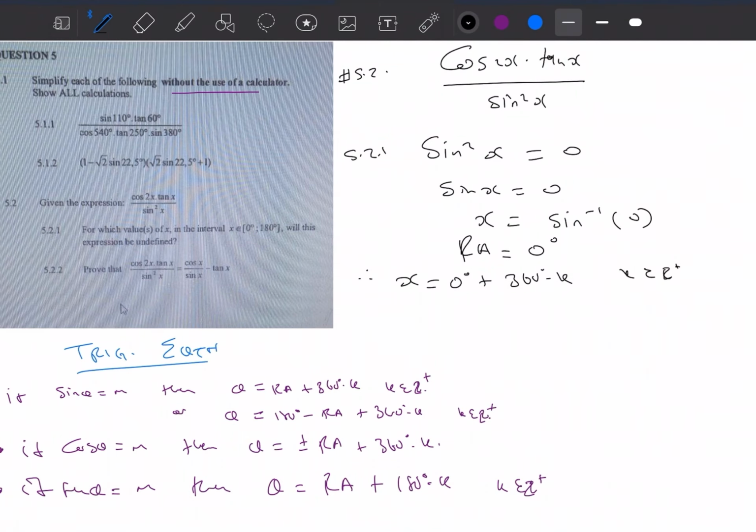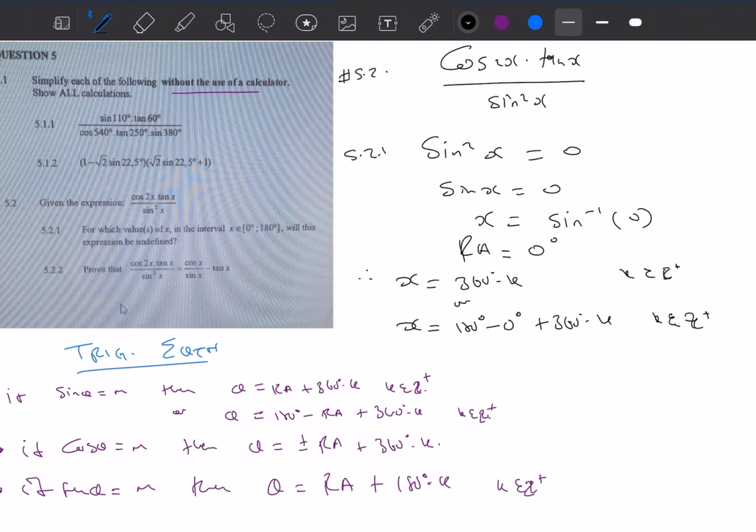So technically then x is equal to 360 degrees times k, or x is the first angle, so we just use this first equation, or we can use the second equation. x is equal to 180 degrees minus RA, which is 0, plus 360 degrees times k. K again.